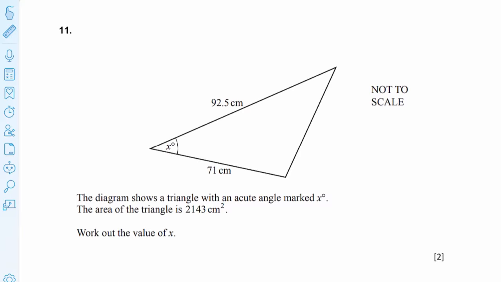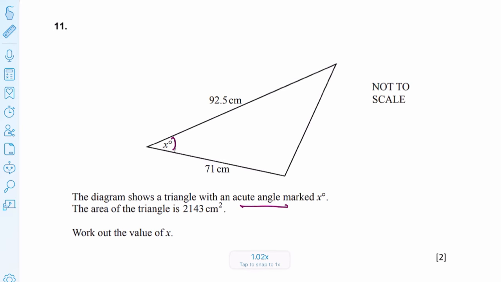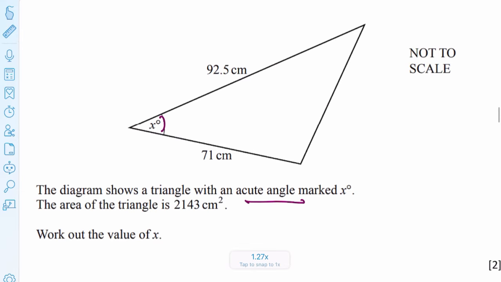Okay, the next question is about the area of a triangle. The diagram shows a triangle with an acute angle. The acute angle is marked x here. Work out the value of x. The question is given, right? We need to find the angle.